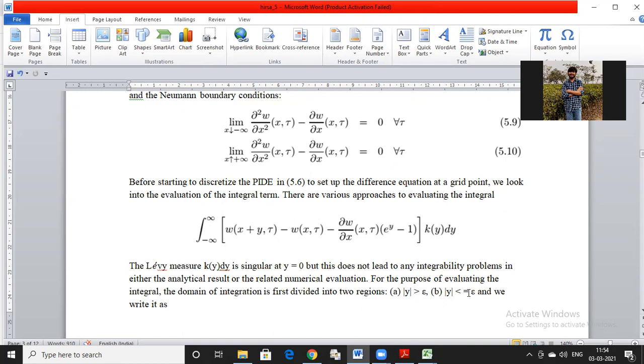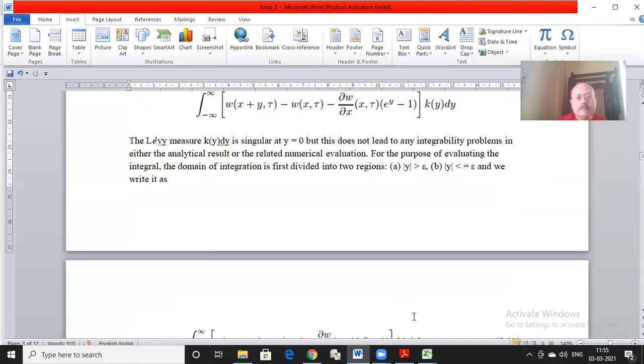The singularity usually doesn't lead to any problems. We handle it suitably, integrability problems or any analytical problems. So for the purpose of evaluating the integral, what we do is we split this whole region into two parts. One part is the part away from 0, mod y greater than some suitably chosen epsilon, and the other part is the small interval around 0, so mod y less than or equal to epsilon. So basically we split it into the bad part and the good part.